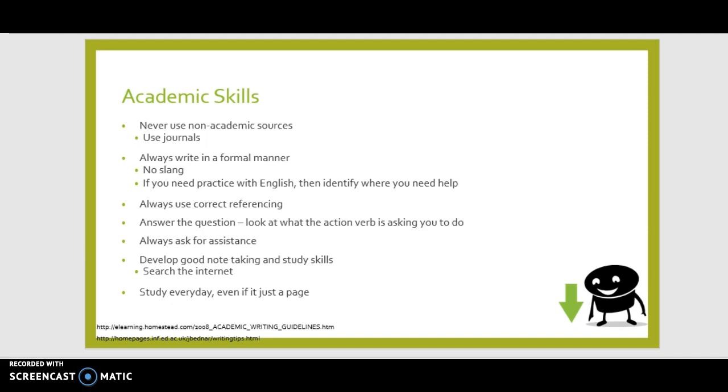Take advantage of it. Always use good note-taking skills and study skills, especially when you're compiling your assignment from the internet. Make sure that you know where that information came from and that you can give credit to each of them.